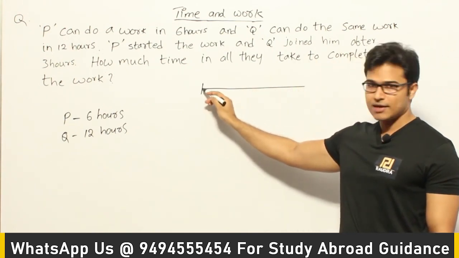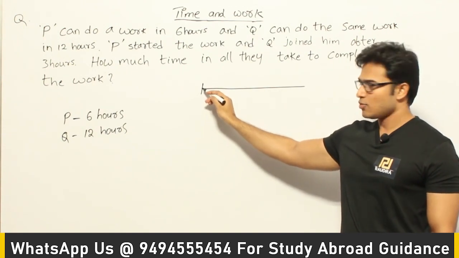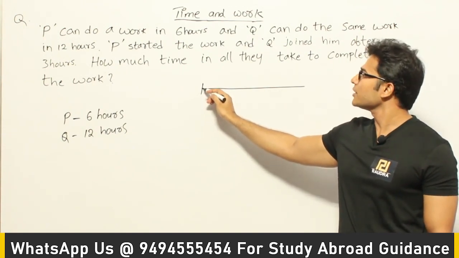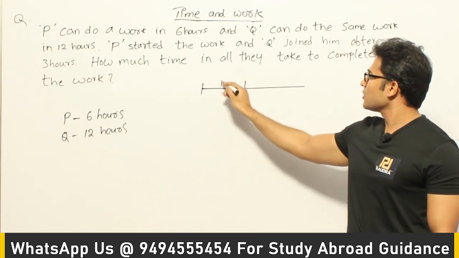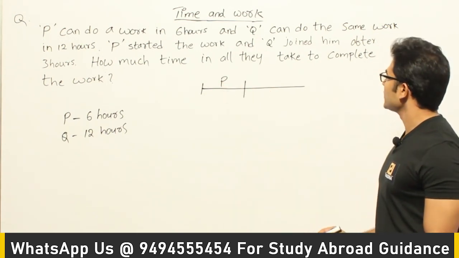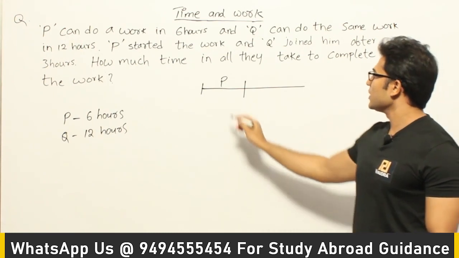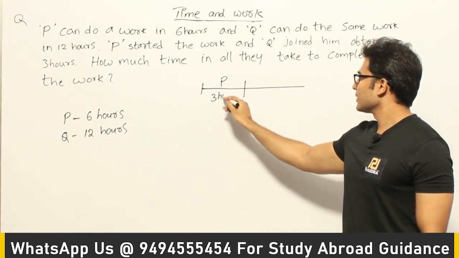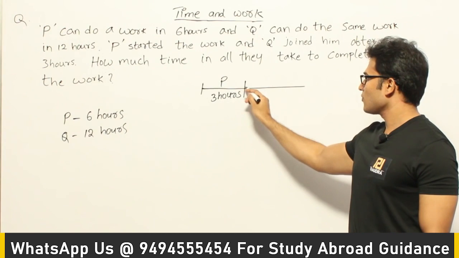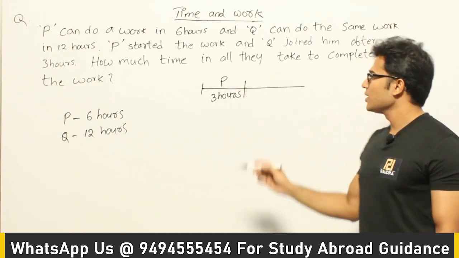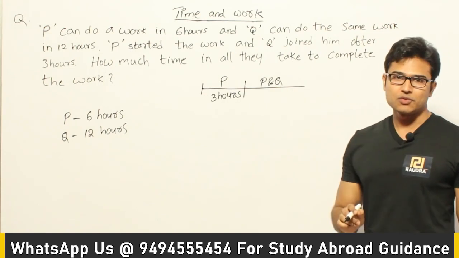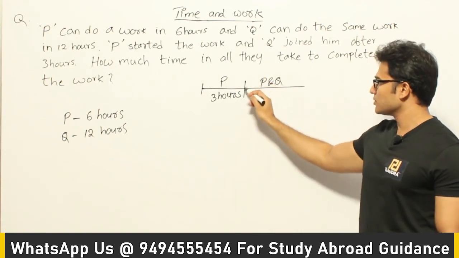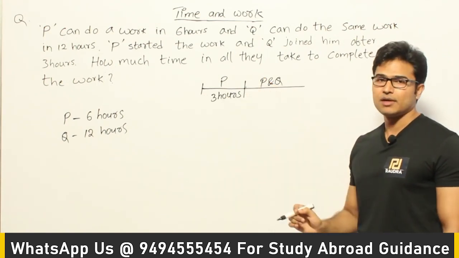If you assume that this is the timeline and this is the starting point in time where P started, they are saying that P started the work and this is all the time for which P has worked, he has worked for 3 hours. After finishing 3 hours of work, P and Q both started working together, which means Q joined him at this point in time after 3 hours, right?